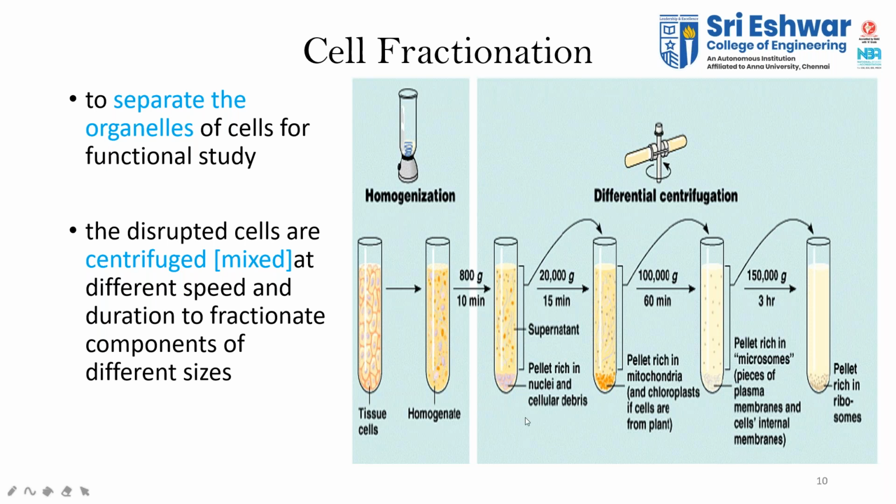While I'm mixing, some of the nuclear and cellular debris is in the pipette. You can see here, we have some hard materials which deposit at the bottom of the pipette. Your specimen will be taken out with some accurate values. This pellet is rich in mitochondria and chloroplast if cells are from plants. So if I take a specimen from a plant, the mitochondria and chloroplast settle down at the bottom of the pipette. Then a pellet rich in microsomes, pieces of plasma membrane and cell internal membrane.